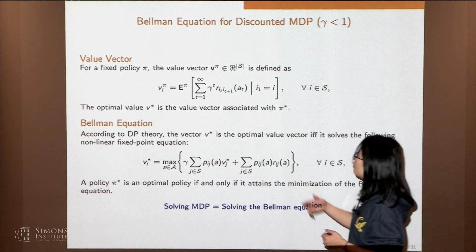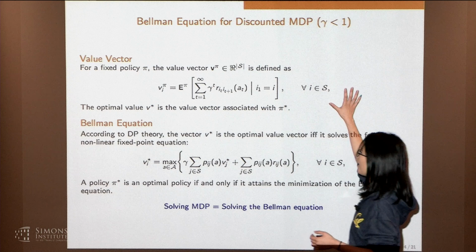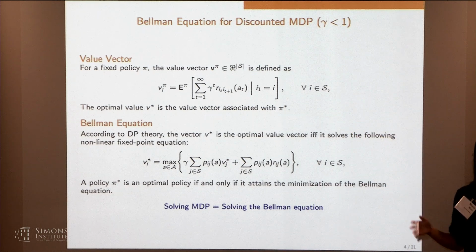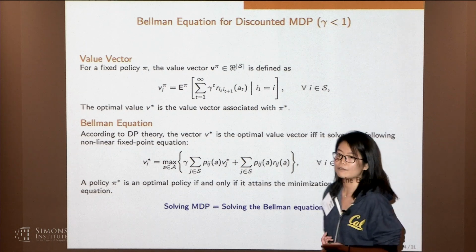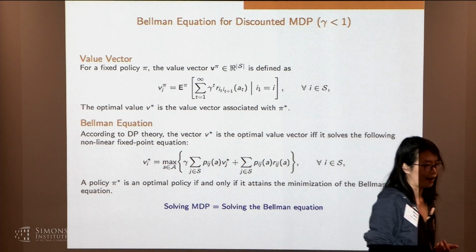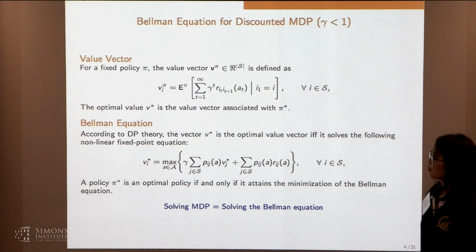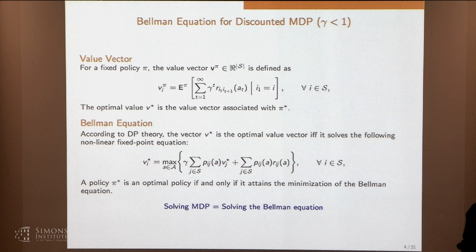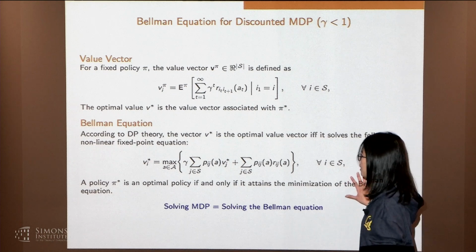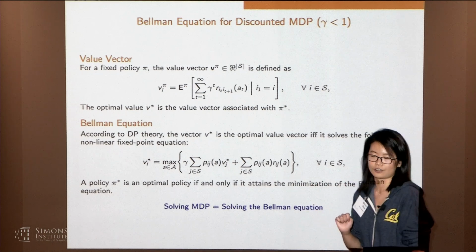And the total value definitely depends on the initial state. So we have a function of values, each corresponding to one particular state. And we have basically a value vector for each stationary policy pi. And the optimality condition of MDP is the well-known Bellman equation, which is an equation for the optimal value vector.